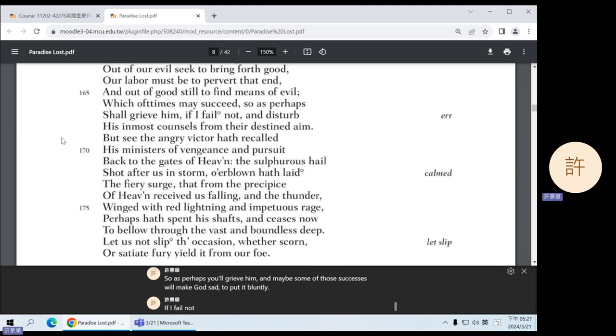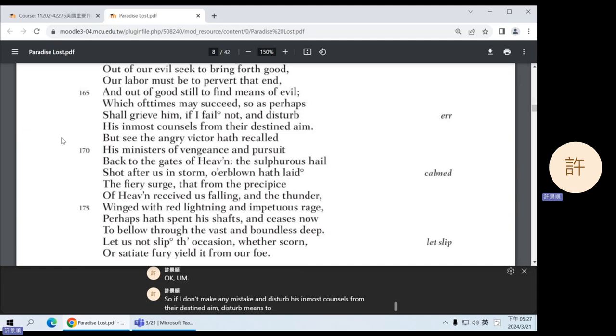If I fail not. So if I don't make any mistake. On the right, it says err. Err is the verb form of error. 错误. Error is the noun. Err is the verb. Okay, Microsoft doesn't know what I'm talking about. So if I don't make any mistake and disturb his inmost counsels from their destined aim. Disturb means to shift. Today, disturb means to annoy, right? But disturb means to make a change, to knock off track, to derail, to upset.